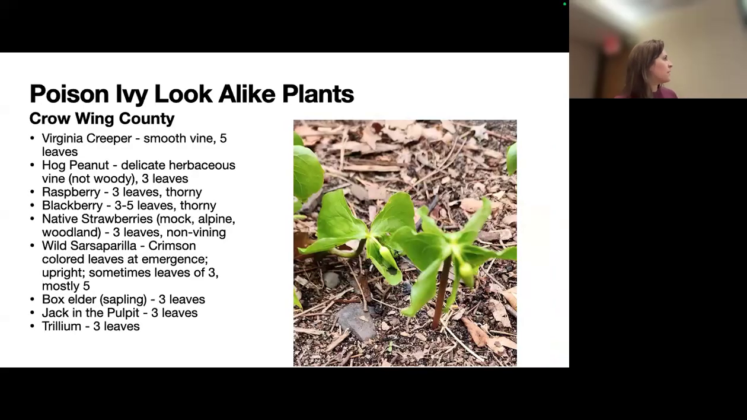And then one of my personal favorites is Trillium. Trillium also has these leaves of 3, but you can see that the stem is herbaceous and grows straight from the ground, and there's not any signs of being woody.